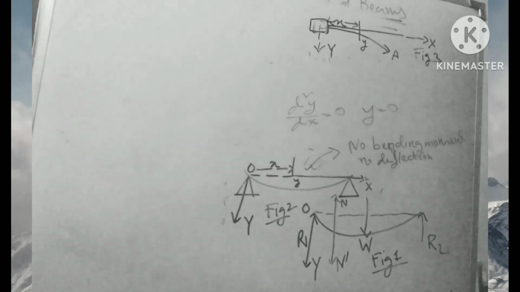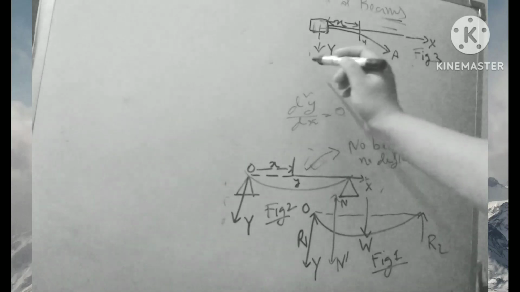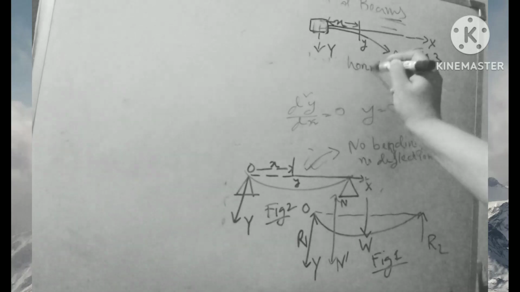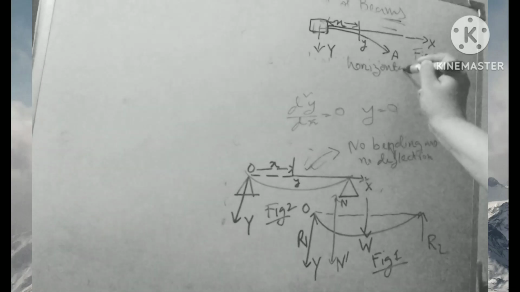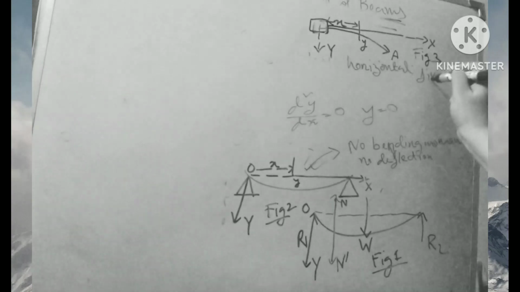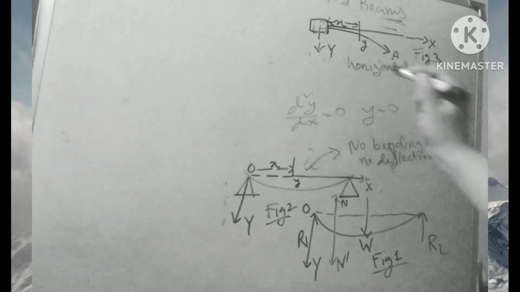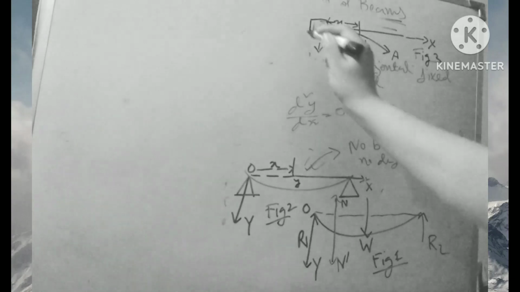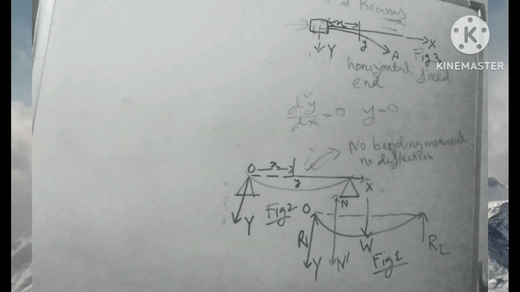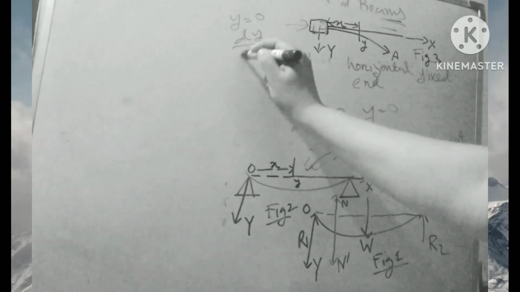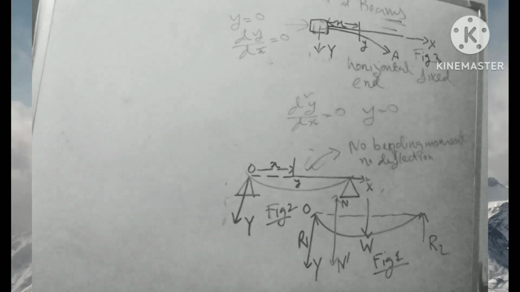At a horizontal fixed end, for this figure, the deflection and the slope of the beam are 0. So y equals 0 and dy by dx equals 0.